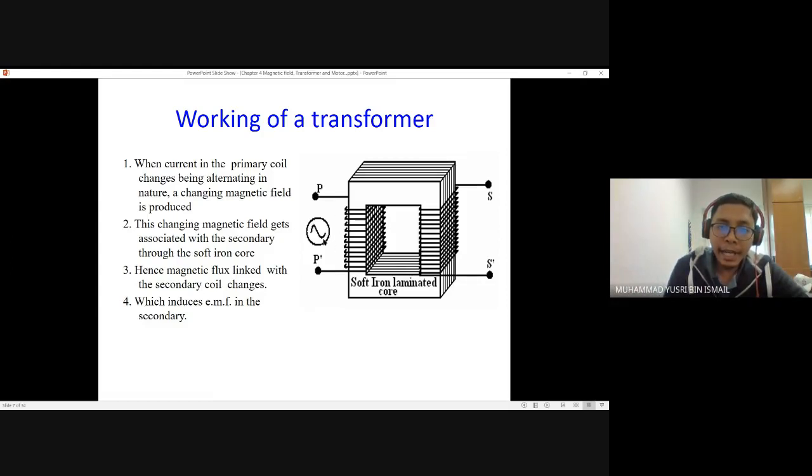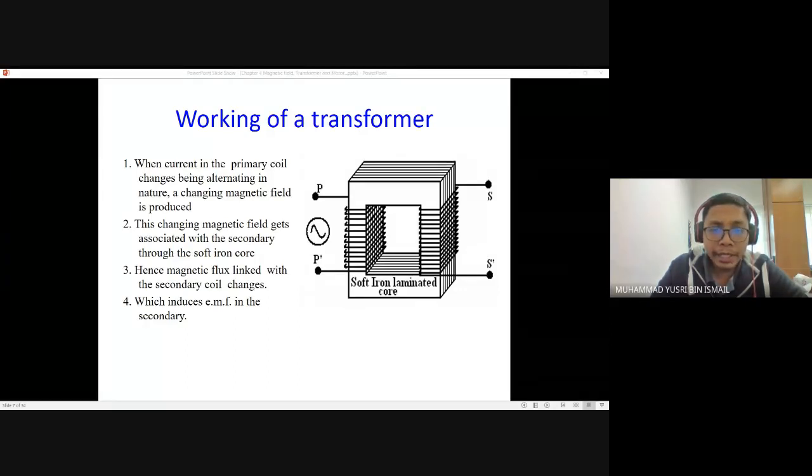So that's why the transformer uses alternating current, so that it can go in both directions, meaning it can go upward and downward. The changes in the movement will generate a magnetic field, which will be used to convert the energy, voltage, or current. Point number 2, this changing magnetic field gets associated with the secondary through the soft iron core.